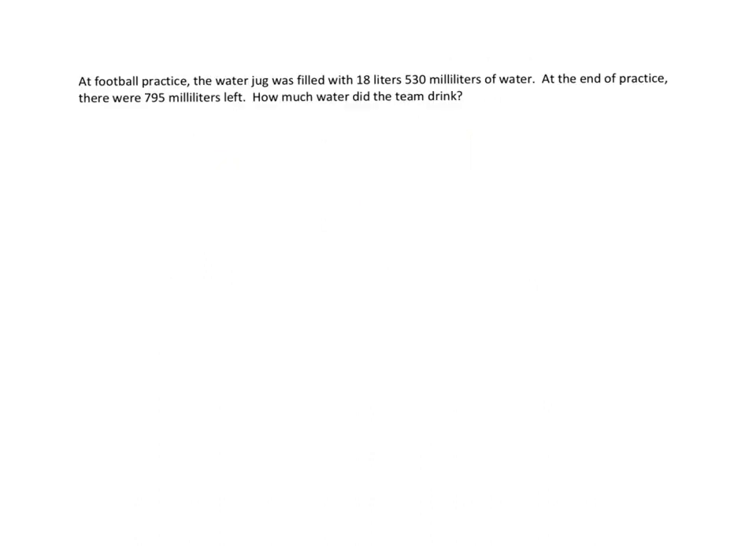Okay, the last example for tonight is a word problem. At football practice, the water jug was filled with 18 liters, 530 milliliters of water. At the end of practice, there were 795 milliliters left. How much water did the team drink? All right, so now if I'm looking at this, and I really have to study this because I want to make a tape diagram, we see that the water jug was a total of 18 liters, 530 milliliters of water. That's our grand total. And at the end of practice, there was 795 milliliters left. So they want to know how much did the team drink.